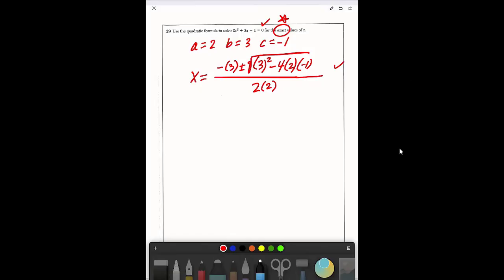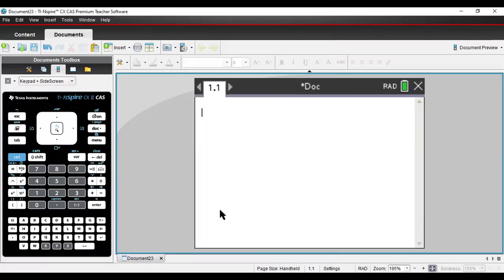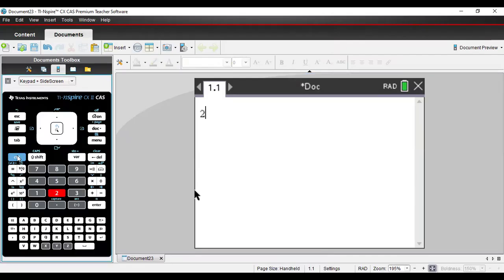Now, to get the rest of the points, we have to make sure that this is left as a fraction. So here we go. I'm going to go to the main calculator page. I like the way I teach my students. I need them to store these numbers into the appropriate letters. So 2 is getting stored into A, 3 is getting stored into B, and -1 is getting stored into C. Bam. And then we're just going to type in the formula.